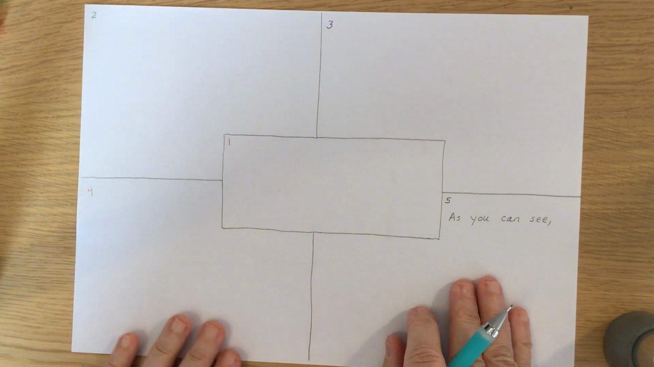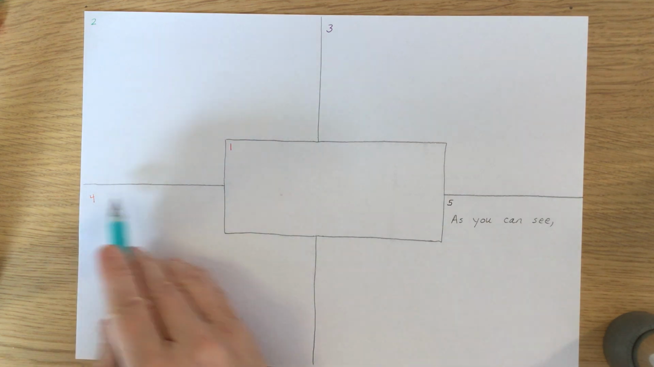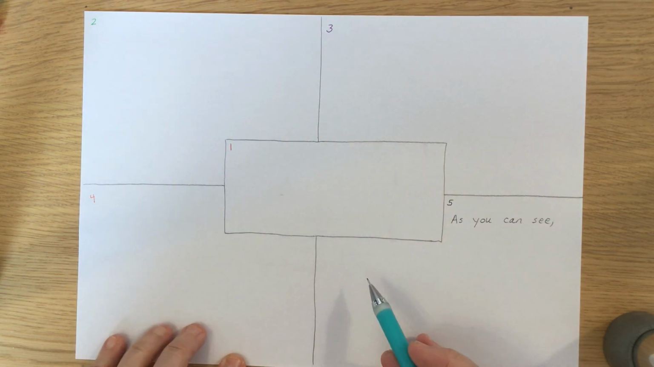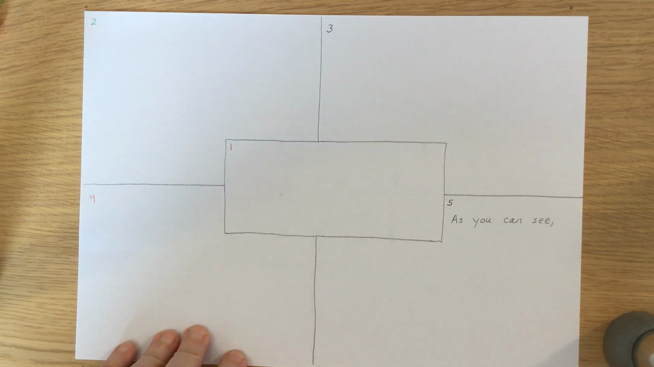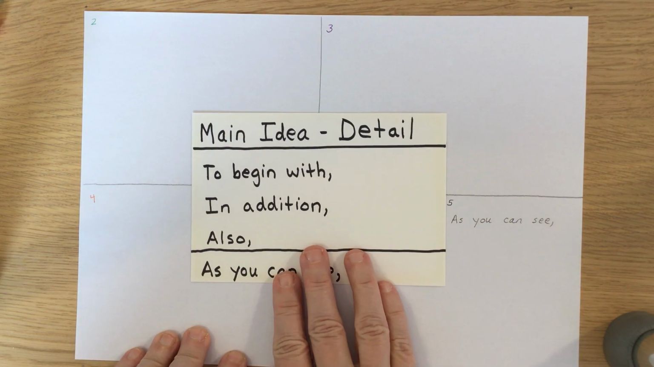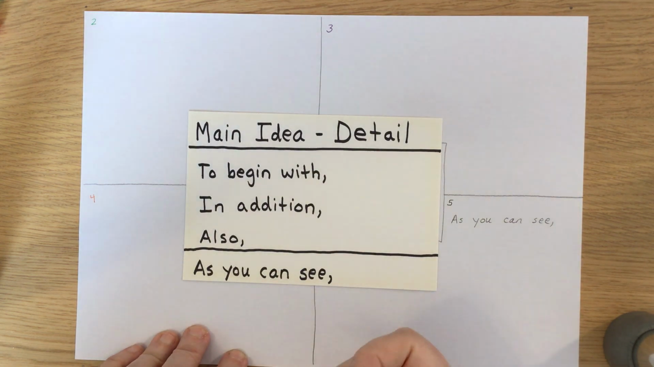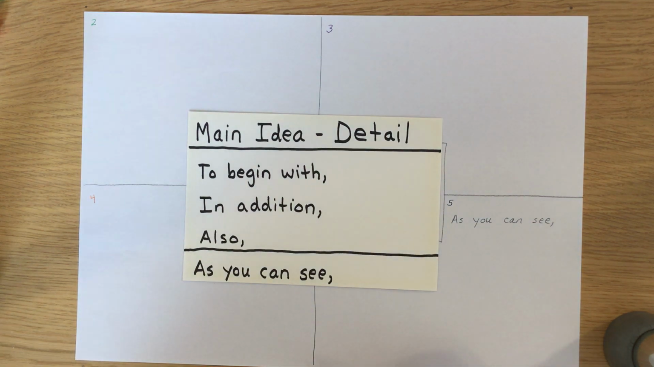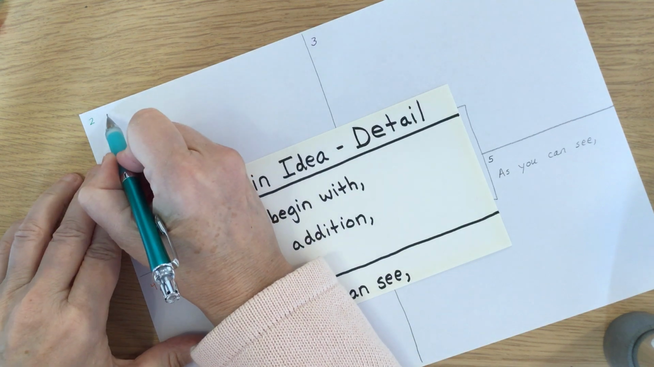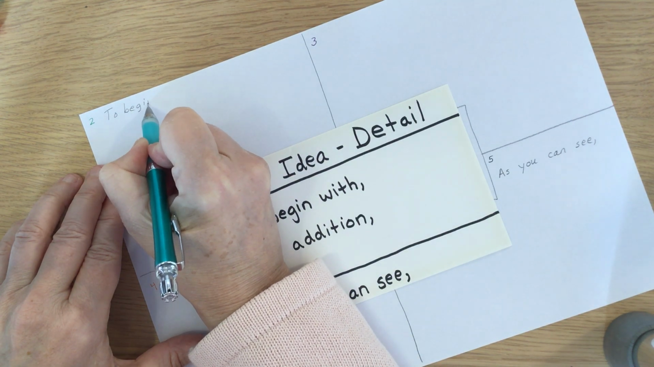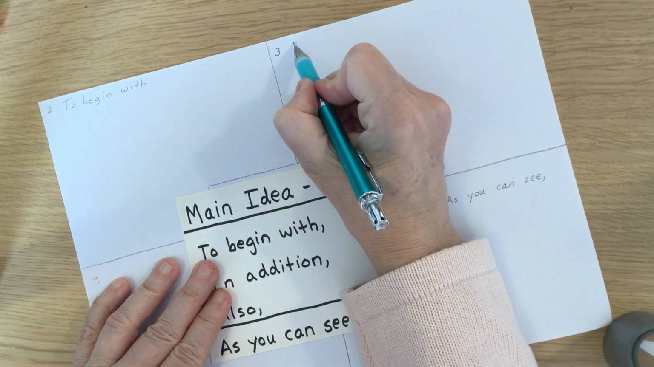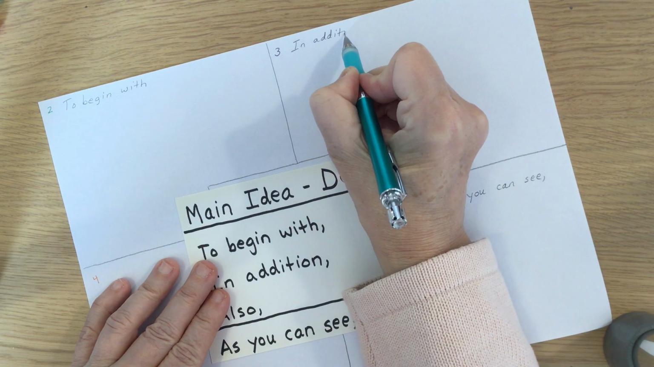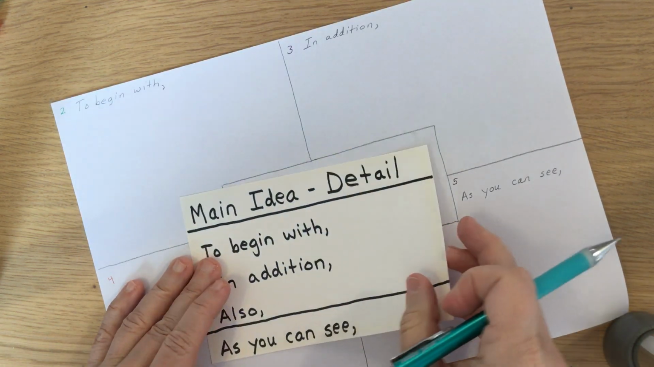Okay, so I'm going to start with my four square. And I have already drawn my line down and my line across and made my box in the middle and erased it. I know that I'm doing this first, second, third, fourth, fifth. I've put in my transition words. Remember, these are the transition words that we use. So I'm going to go ahead and write to begin with. I always start with to begin with. Sometimes I will change what I use here and here, but to get us started, I will put in addition, comma, comma, and then also.